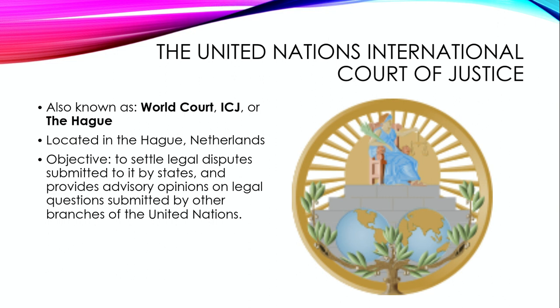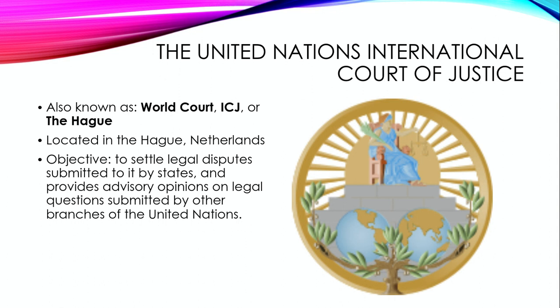Our last organ of the UN we're going to look at is the ICJ, or the International Court of Justice. It's also known as the World Court or The Hague. Now, the reason it's known as The Hague is because that's where it's located, in the city of The Hague, Netherlands. The objective of the ICJ is to settle legal disputes submitted to it by states and provides advisory opinions on legal questions submitted by other branches of the UN.